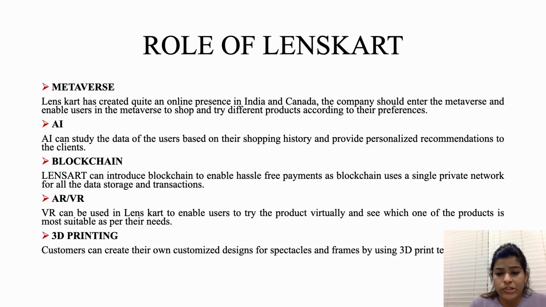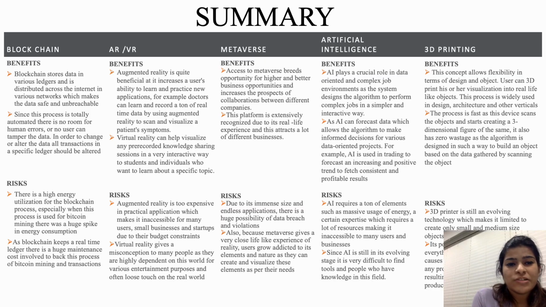Let's do a brief summary of what we have studied till now. We studied ICT in the start, the variety of technology that facilitates communication. Then we studied 5 different types of trends. The first trend we studied is blockchain. Blockchain basically stores data in various ledgers using a single network, and that makes the data safe and unreachable. However, it has high energy consumption because the process is used for Bitcoin mining, causing a huge spike in energy consumption.